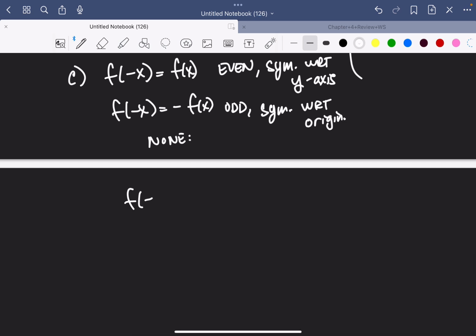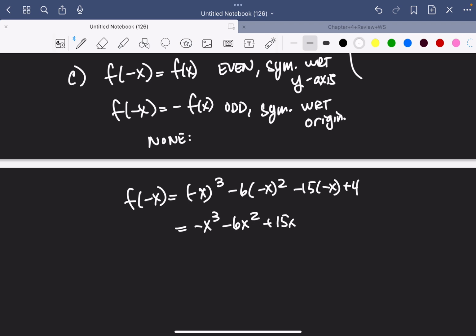Because if you take f of negative x, what you're going to get is negative x gets cubed, minus 6, negative x gets squared, minus 15, negative x plus 4. You get negative x cubed, minus 6x squared plus 15x plus 4. And notice that does not equal what we originally had, and it also does not equal negative of what we originally had, so that means we have no symmetry. Okay.